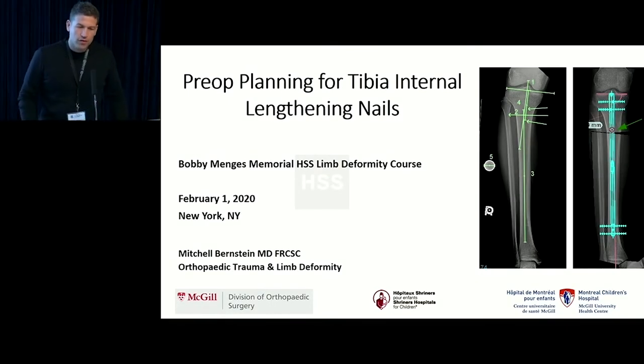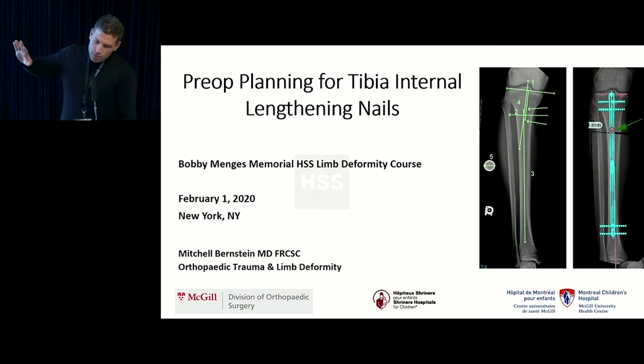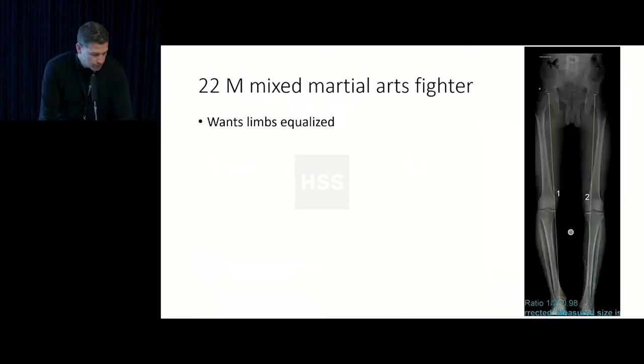So we're going to go over one case, and of course we're going to show TraumaCAD virtual planning again. We're just looking at pre-op planning for tibia using an internal lengthening nail. We're going to show a case that, like Rob just showed, has varus, so you'll take the lengthening concepts with some of the coronal realignment concepts.